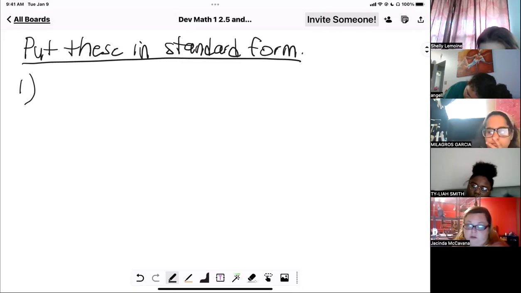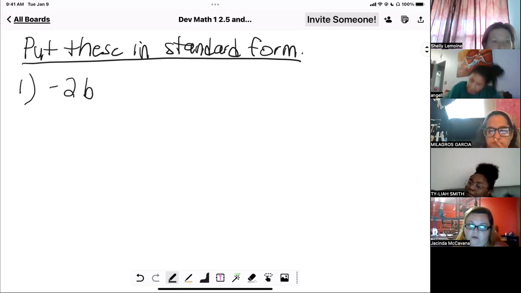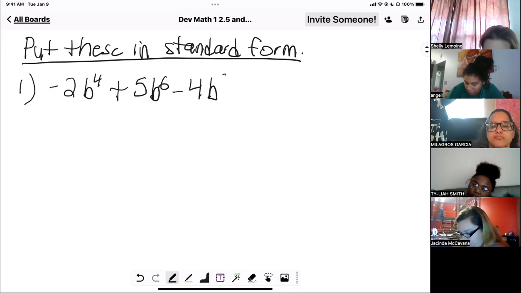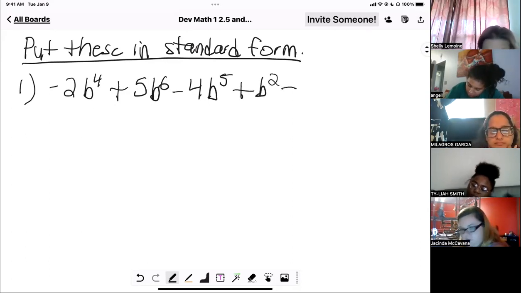Okay, I have no combined, like we're just rewriting them in standard form. So these are already done. Like someone added these all, subtracted. So the answer they got was this: -2b to the 4th plus 5b to the 6th minus 4b to the 5th plus b squared minus 8. I know it's really long, but I want to show you how the exponents work.